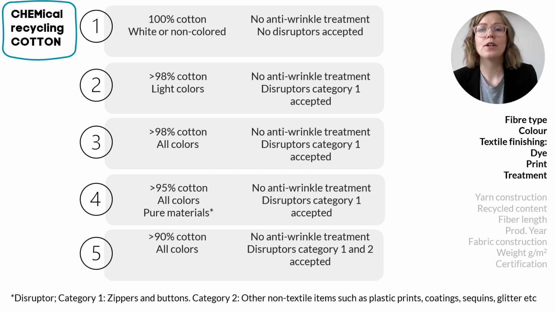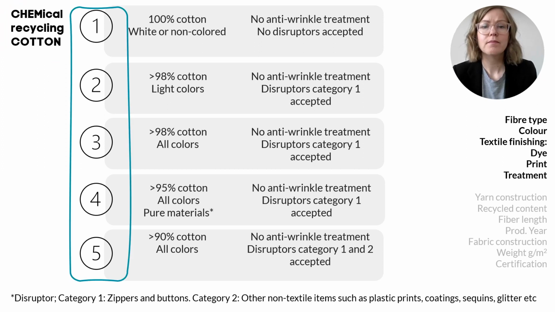In the leftmost corner, you can see the type of recycling, chemical or mechanical, and the type of fiber. Please be mindful of this as you go through the survey, as each technique and fiber have different prerequisites. The numbers represent the different classes. The lower the number, the higher the class or the higher the quality of the material. Typically, pure and light fabrics with a long fiber length, which is important for mechanical recycling, rank the highest.